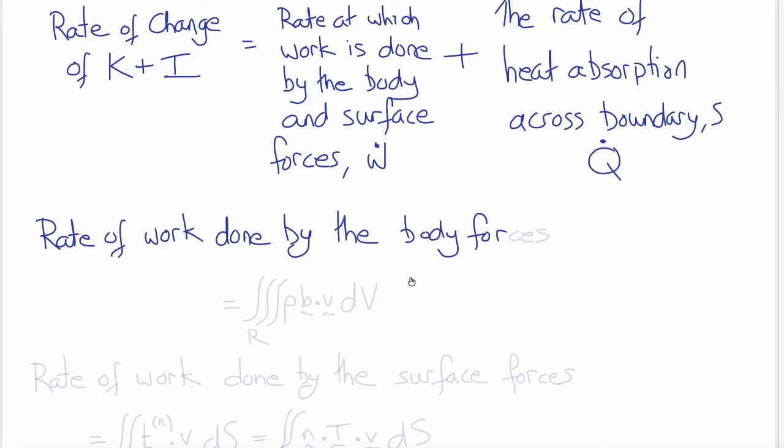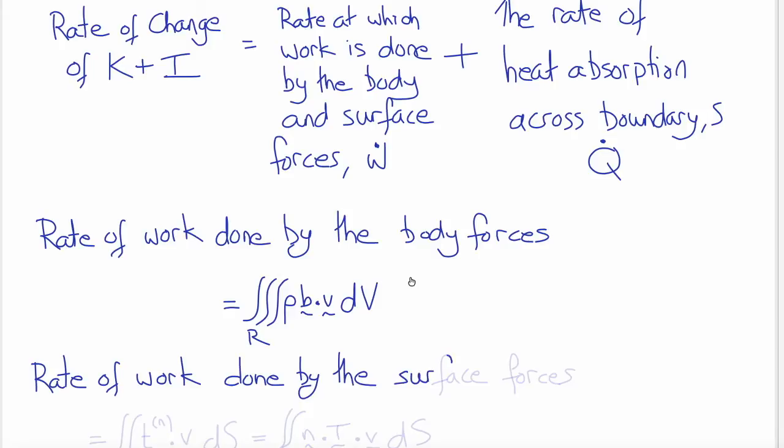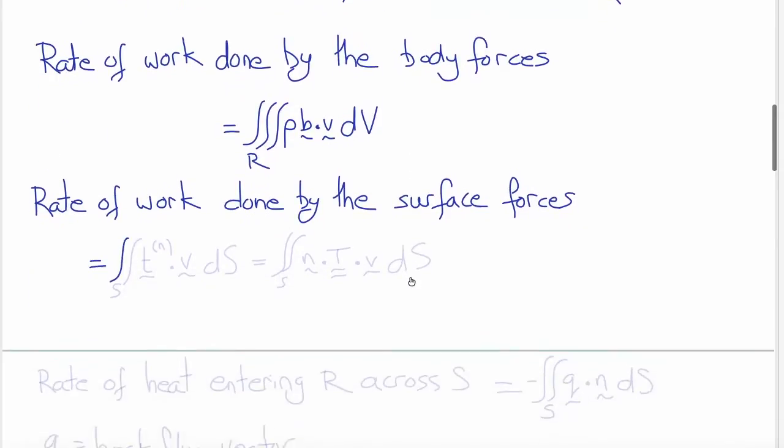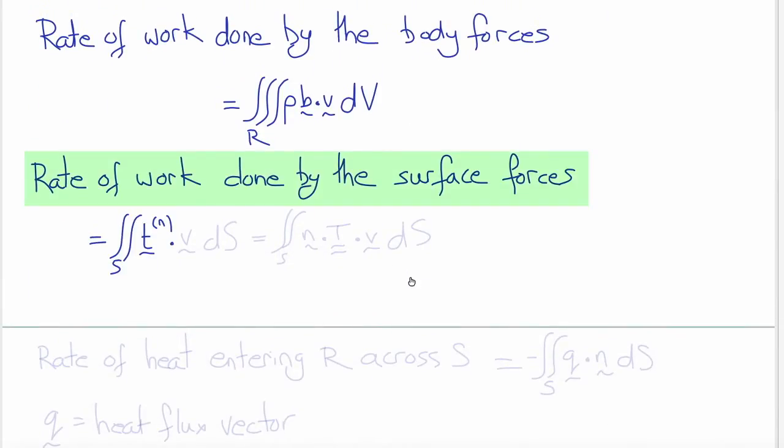So the rate of work done by the body forces is equal to the volume integral over R of rho times B dot V with respect to volume. So if force times displacement is work, then force times velocity is rate of work. The rate of work done by the surface forces is similarly the surface integral of Tn dot V with respect to S, or using Cauchy's formula, Nt, where T is the stress, dot V dS.